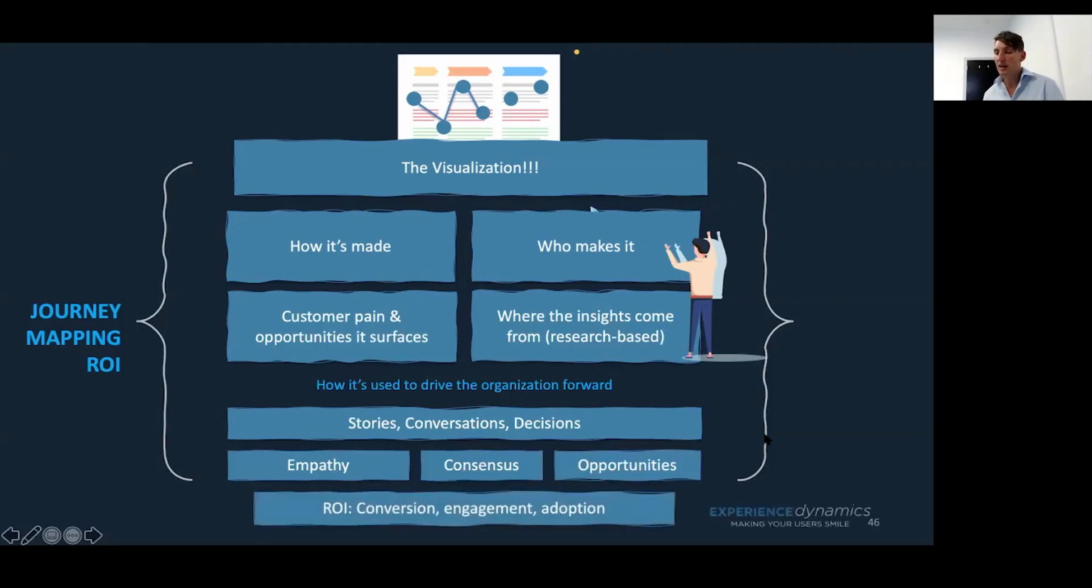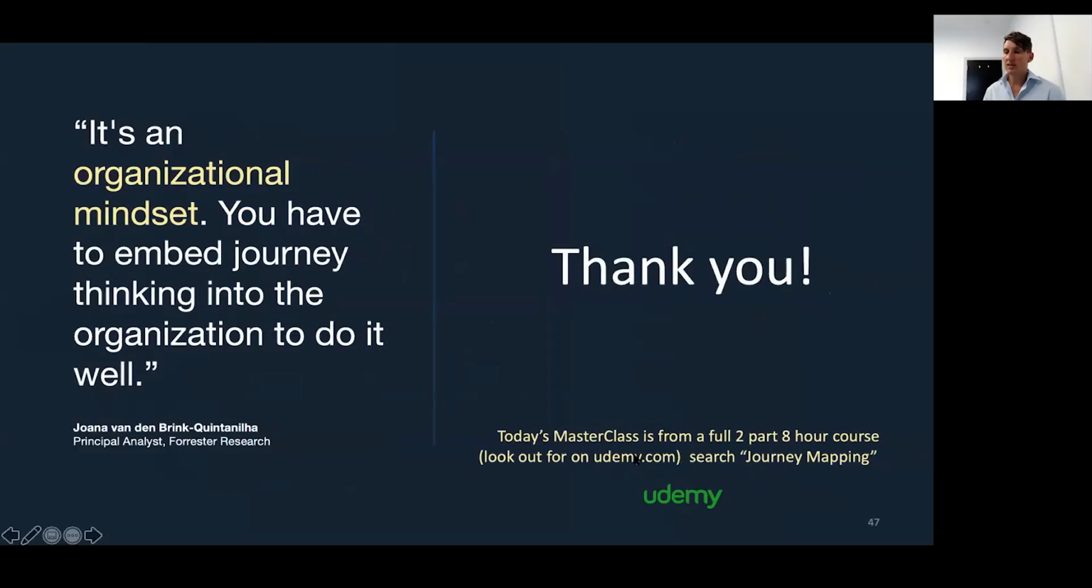making those good decisions together with empathy, with consensus, focusing on opportunities. This is where you get ROI and things like conversion, engagement, and adoption. And journey mapping is so important and is so common in business today. It's like a given, but it's an organizational mindset. Remember, a mindset. You've got to take the organization with you.